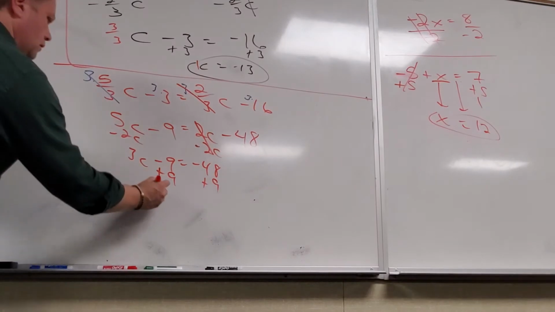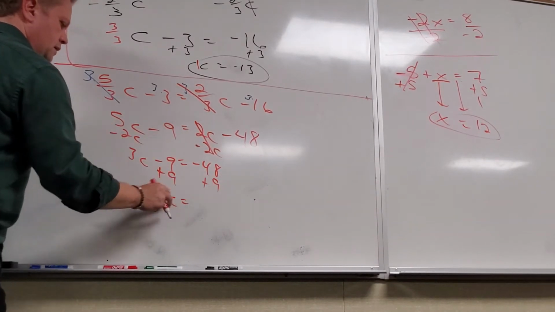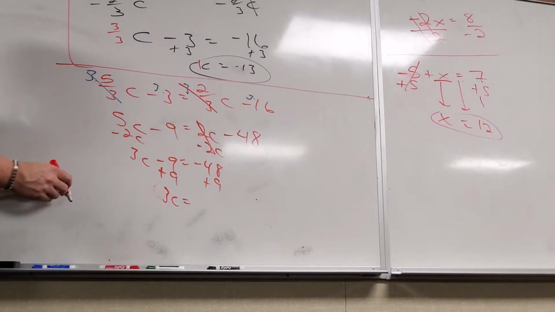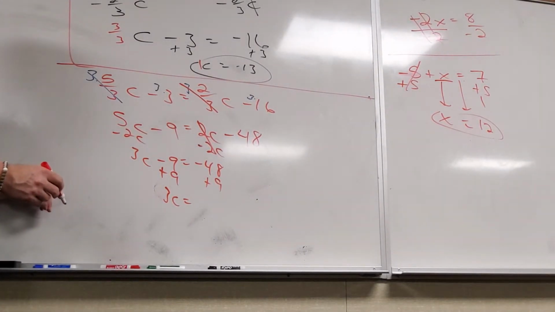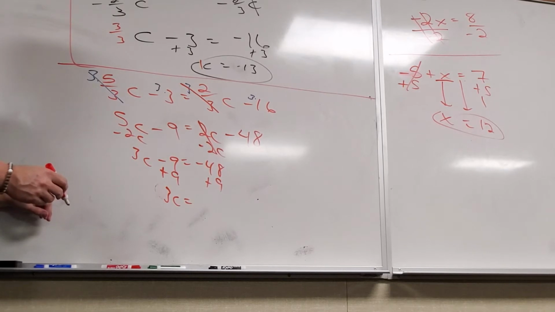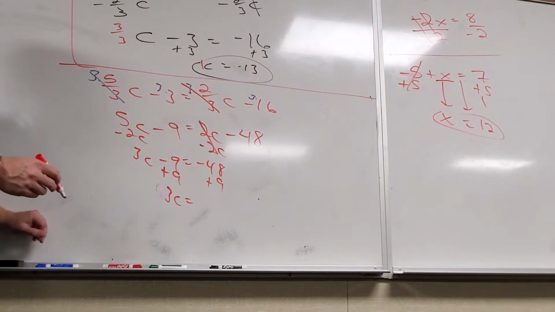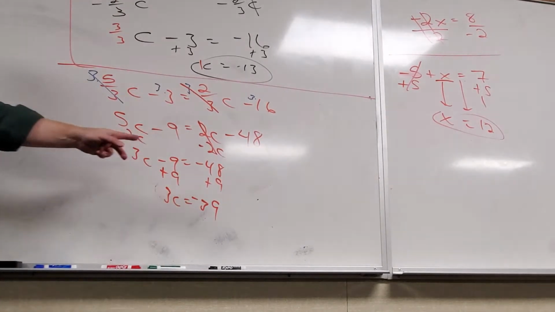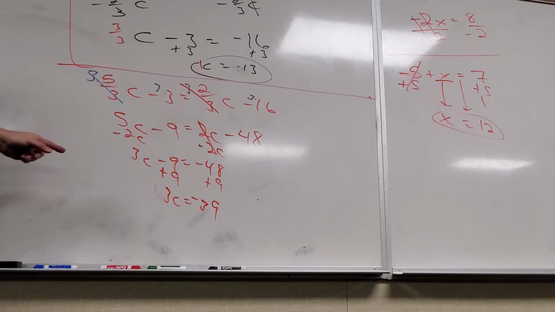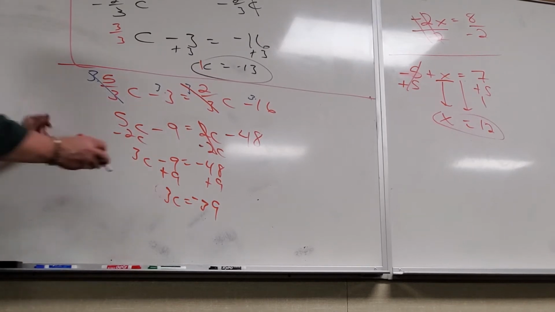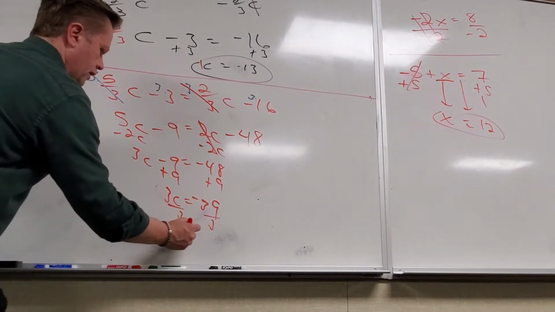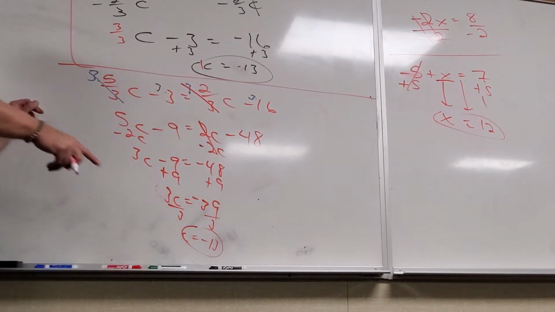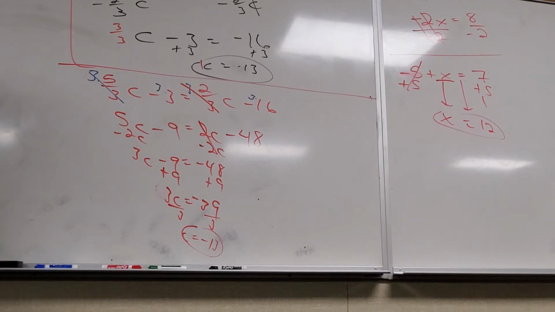Negative 48 plus 9. They're opposite signs, so you have to subtract. 39. Negative, right? Because the bigger one's negative. Yes. And then the last step is to divide by 3. And what's 39 divided by 3? That's right, kids. Negative 13. Same answer, of course.